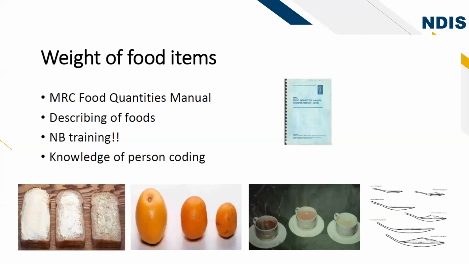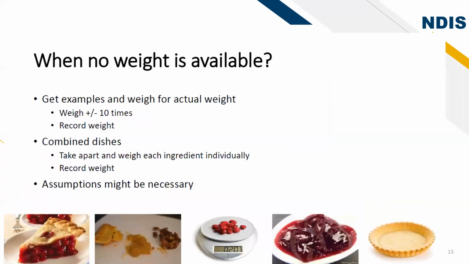So the knowledge of the person that's doing the coding, you must really pay attention when the coding training comes. This is just general information on coding and quantifying. So when there's no weight available, as previously mentioned, you get the specific food item and you weigh it plus minus 10 times, and then you record the weight. So you'll use an average for the food item.